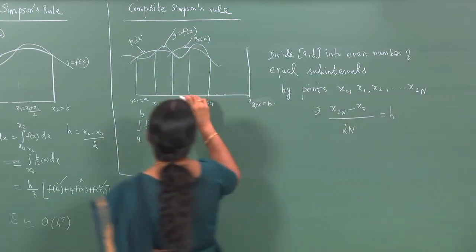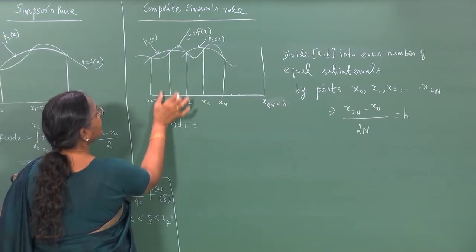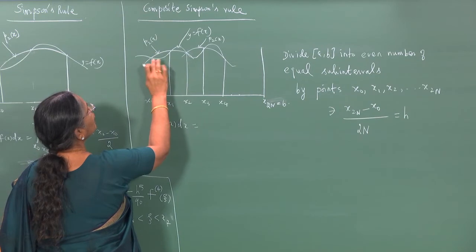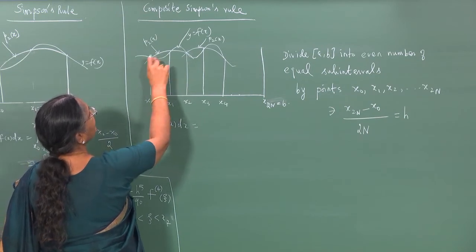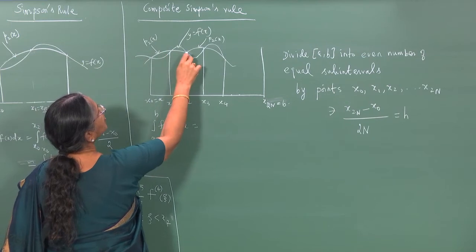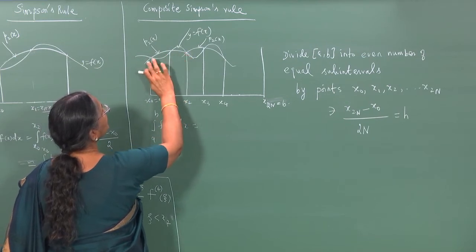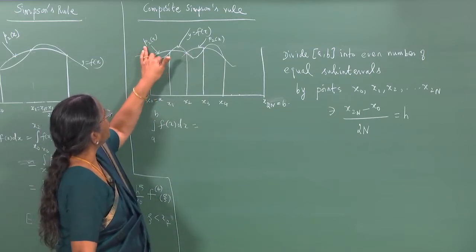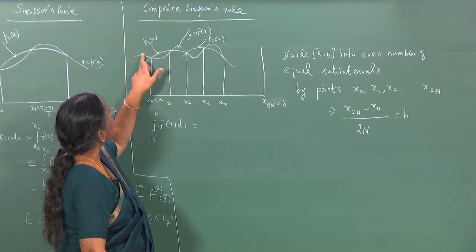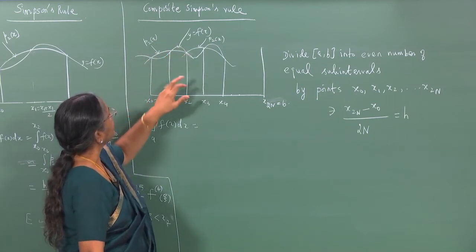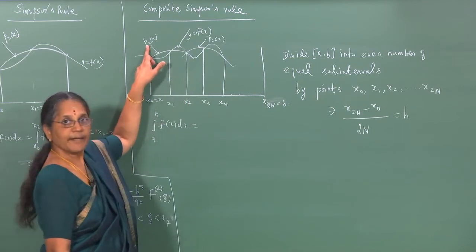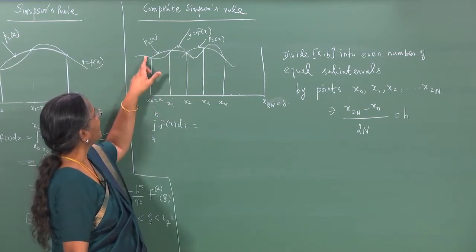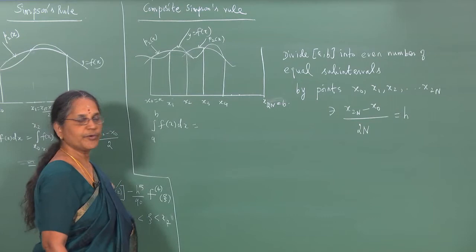And now we take the subinterval between x0 to x2. So, we have 3 points x0 f of x0, x1 f of x1, x2 f of x2. Passing through these 3 points, I can get an interpolating polynomial p2 of x, and the curve y equals f of x in this interval is approximated by a quadratic polynomial passing through these 3 points x0 f0, x1 f1, x2 f2.